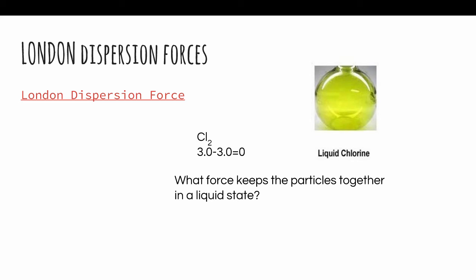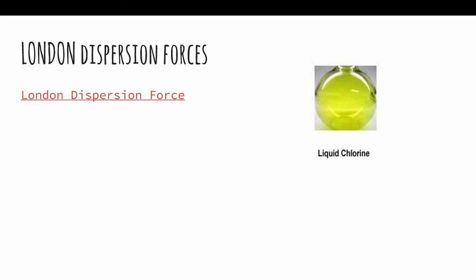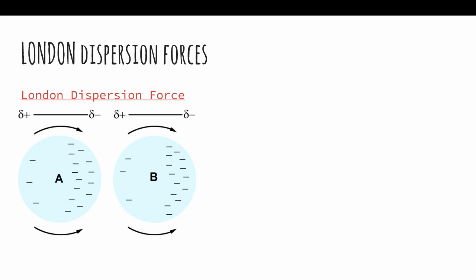So here we have chlorine. Actually, chlorine is a gas at room temperature. I don't know why that says liquid. And so what keeps those gas particles together? So here we have a model of two different molecules. Molecule A, you can see the electrons, they are shown as dashes.